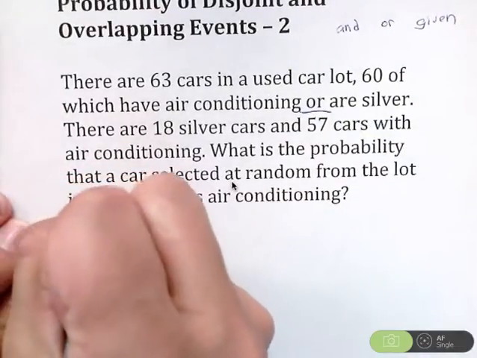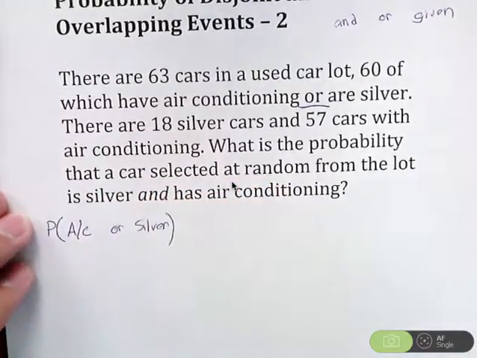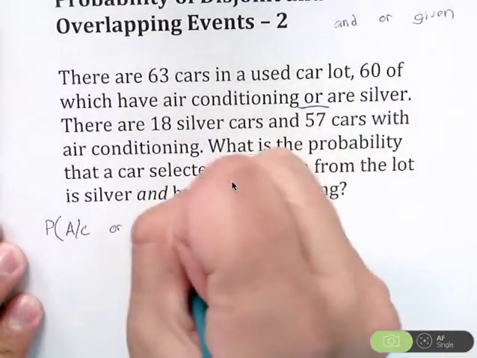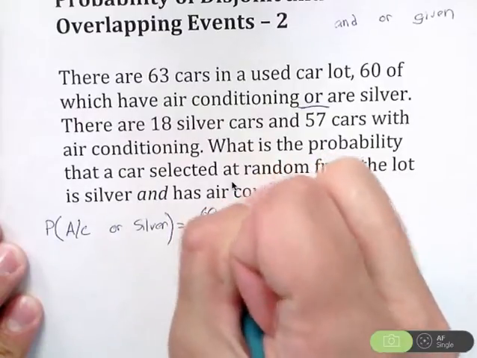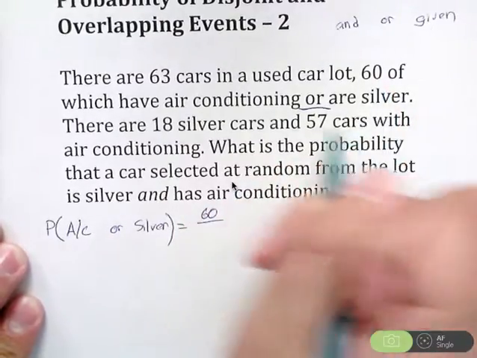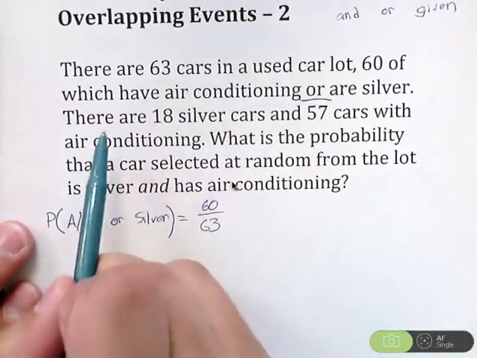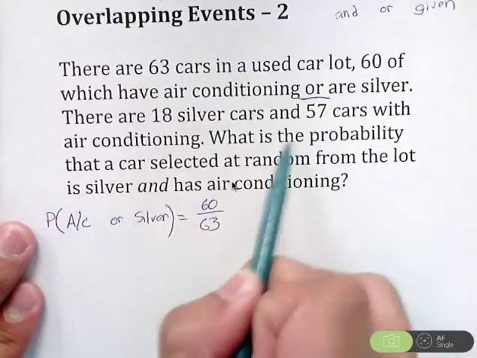So they said AC or silver, and they said 60 of those cars have air conditioning or are silver. So that's 60 out of how many total cars? Well, 63. 60 out of 63. It says there are 18 silver, 57 cars with air conditioning.